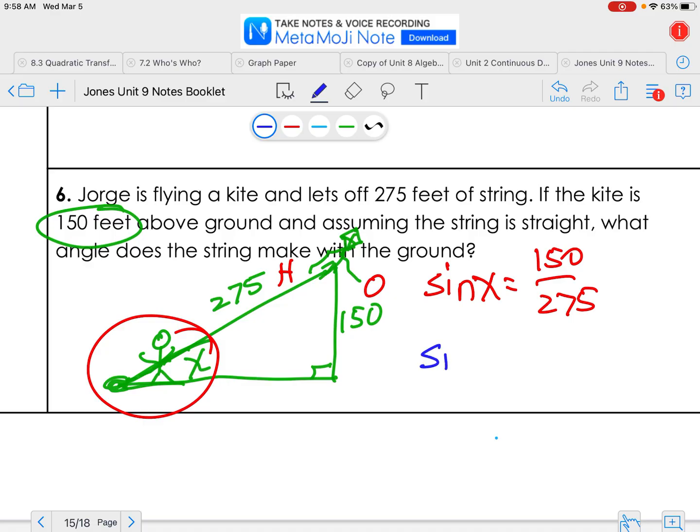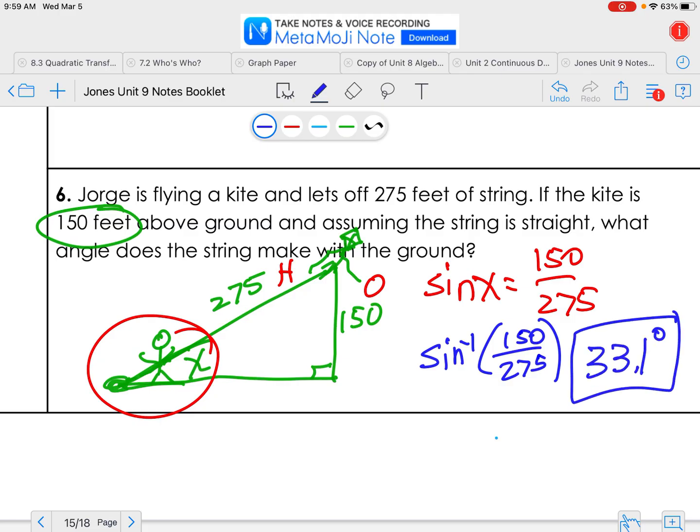So inverse sine. Sorry, I distracted myself for a moment. I looked at the wrong picture. Inverse sine is 33.1 degrees. And that's all there is to it.